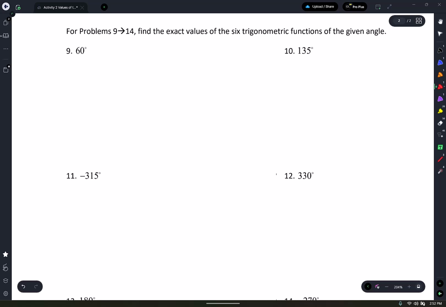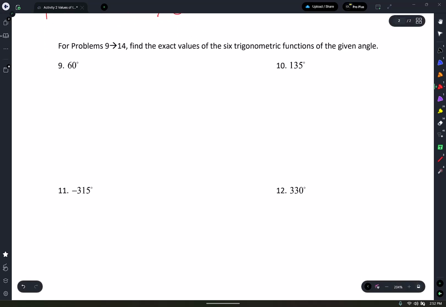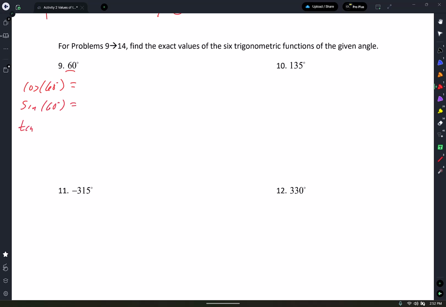Okay, number 9. It says, find the exact values of the 6 trigonometric functions of a given angle. So I have 60 degrees. I'm just going to write cosine 60 degrees, sine 60 degrees. Make sure to put a little degree symbol there. Tan 60 degrees. Sorry, my desk is wobbling, guys, so that's making this hard. My handwriting is even worse than usual. Secant 60 degrees, cosecant 60 degrees, and cotangent 60 degrees.